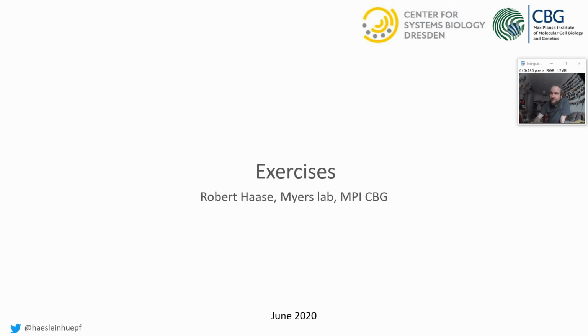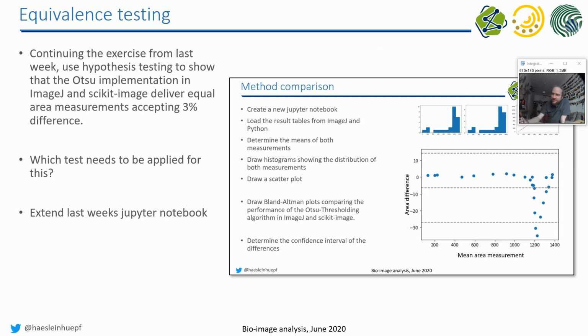Okay, that brings us to the exercises for today. Please take the exercise from last week. So you were doing method comparison last week, actually only descriptive statistics. You were drawing Bland-Altman plots, and you were looking at the differences between Otsu thresholding in ImageJ and in Python. Please take the notebook from last week and the data which is in this notebook, so the two arrays, and apply an equivalence test to it to figure out if these two methods deliver distributions of values which are the same, which have the same mean, coming from the same population.